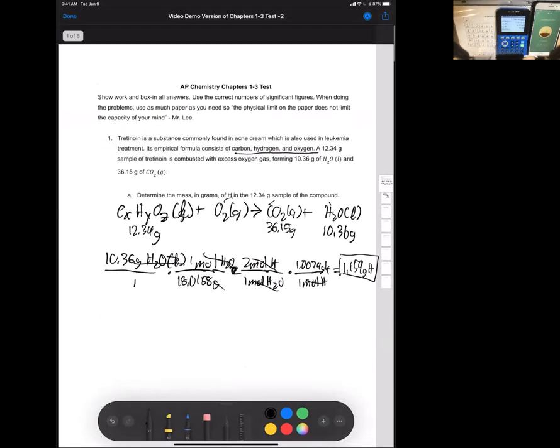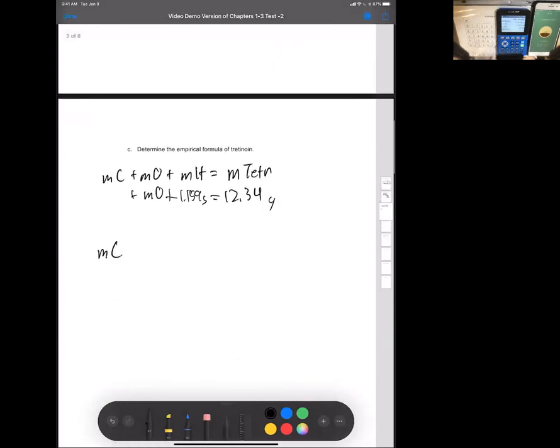Here's what we're solving for: the mass of carbon. We know that the mass of carbon on the right is going to be equal to the mass of carbon on the left. So we have 36.15 grams of CO2, and we're finding the mass of carbon. So we need the molar mass, and the molar mass is 44.011 grams per mole. Again, this is just memorized from the periodic table. Times 1 mole CO2, 1 mole C, and we're going to go for mass: 1 mole C is equal to 12 grams of C.